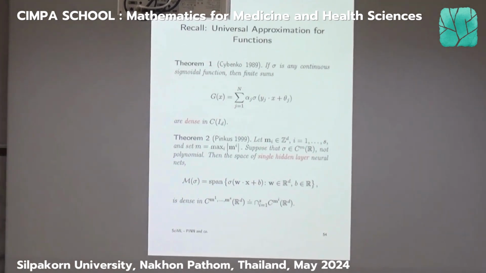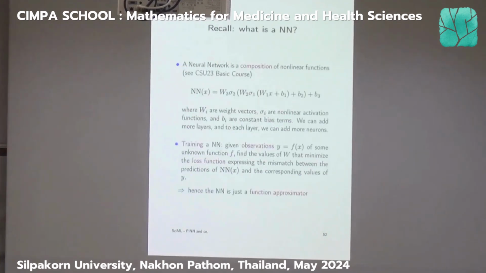And there's another very nice theorem, which came out 10 years later, which says that suppose that sigma is not a polynomial, it's nonlinear, then the space of neural networks with one hidden layer only is dense in the space of continuous functions of order n, of any order. So you can get arbitrary smoothness of any power just by using these guys that I showed you.